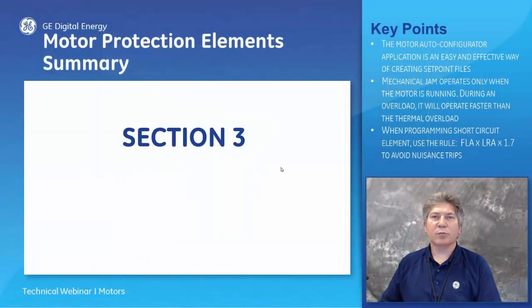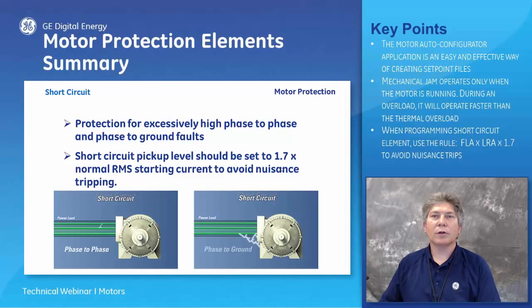Let's summarize the protective elements section. Short circuit protection. Short circuit protection is for excessively high phase-to-phase and phase-to-ground faults. Short circuit pickup level should be set to 1.7 times the normal RMS starting current to avoid nuisance tripping.